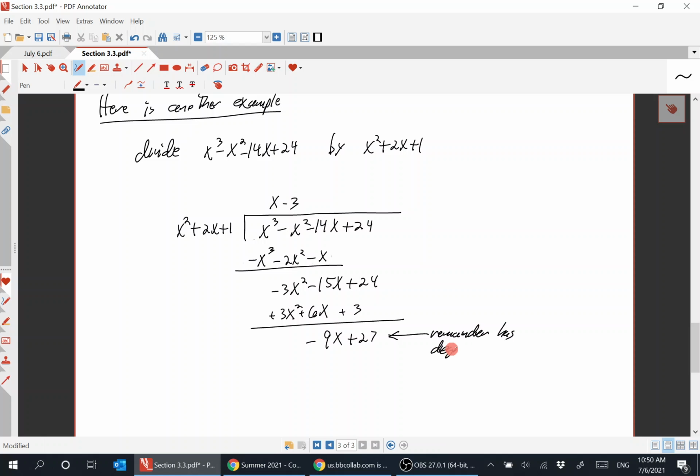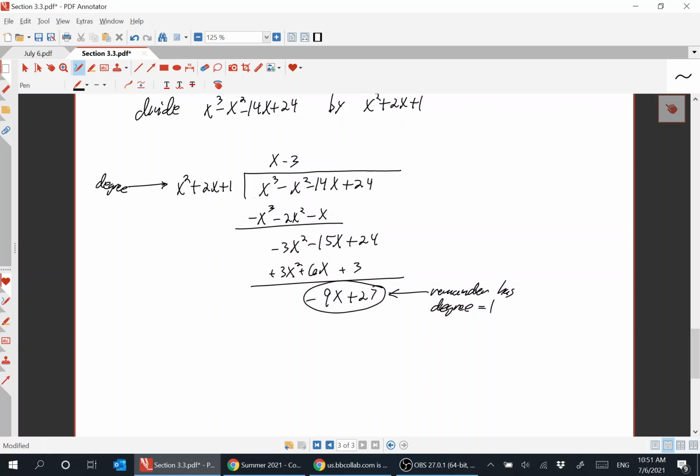This has degree 1. This has degree 2. You are done at the step where the remainder has degree strictly less than the degree of the divisor.